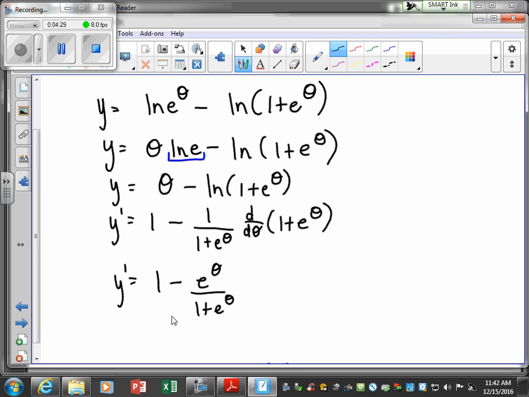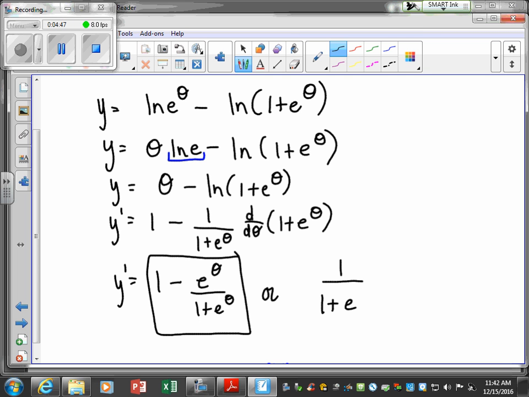This is one solution. If I wanted to combine these terms and get them over a common denominator, I could. I'll just let you see that answer. So this is one of the solutions, or if I got a common denominator, it would be 1 over 1 plus e to the theta.